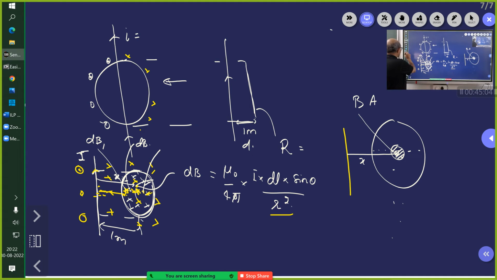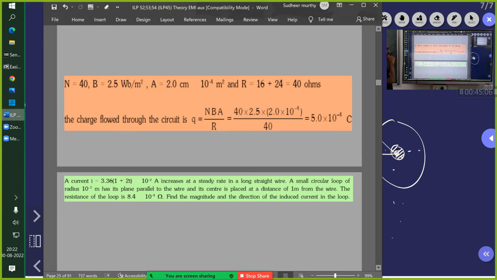On what basis are you telling, Mr. Aniket, that we can take it like that? Sir, can we say that the radius is very small as compared to the 1 meter distance? On what basis are you concluding like that? There should be some basis for you to conclude, no? Since the given radius is 10 to the power minus 3 meters.